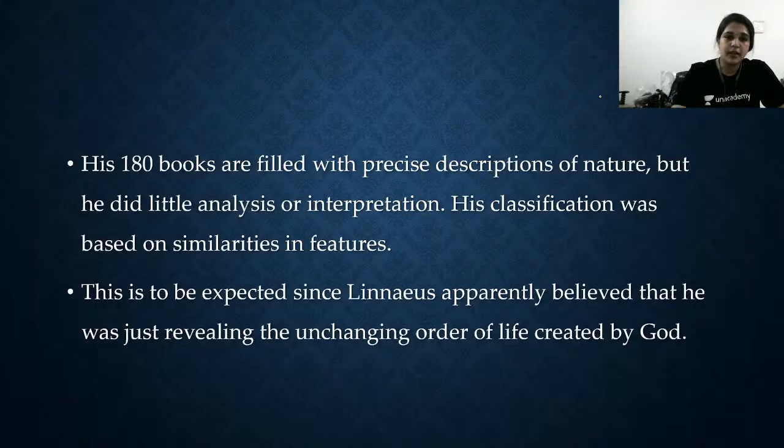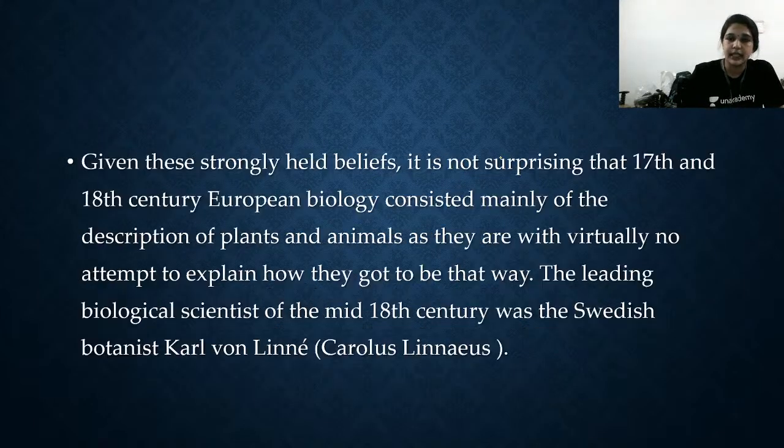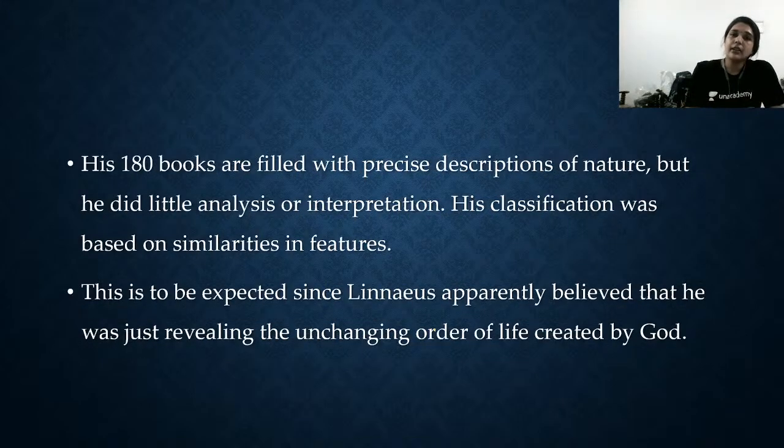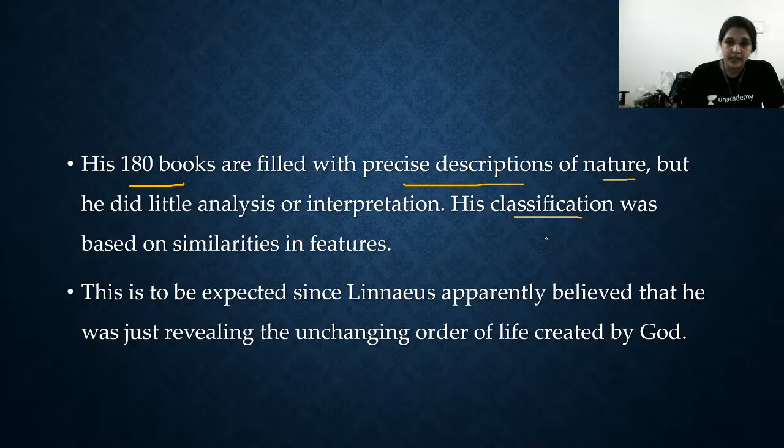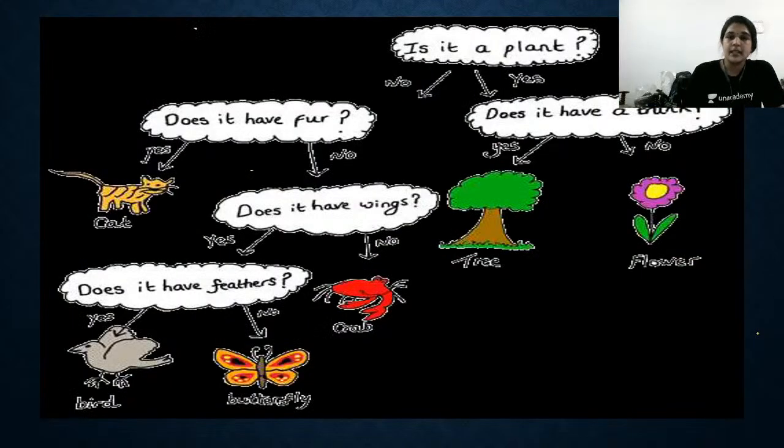Now we are going to see a person whom we have studied in our schools: Carolus Linnaeus. Though Linnaeus did not talk about evolution straight away, he did one important thing: in his 180 books, he filled precise descriptions of nature. He was classifying nature, classifying organisms. This is to be expected since Linnaeus apparently believed that he was just revealing the unchanging order of life created by God.